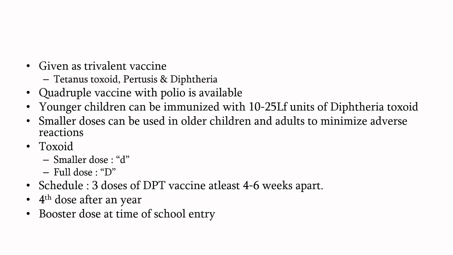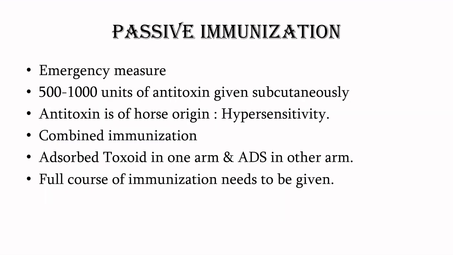So the schedule is generally around 3 doses of DPT vaccination, 4 to 6 weeks apart, and a fourth dose maybe after a year. And if you properly look at the schedule, there will be a booster dose just at the time the kid enters school.